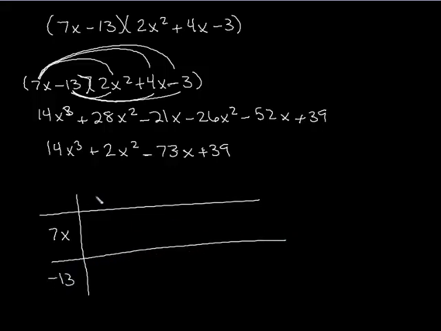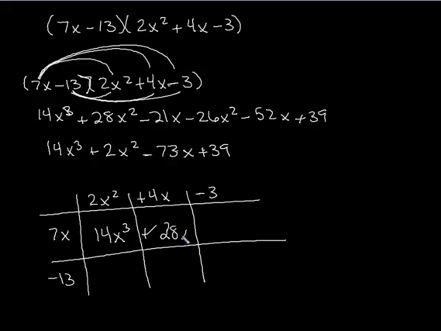Using the table, every once in a while I have technical difficulties with this pen. Okay, 7x and 2x, 7x and 4x, 7x and 3, 13 and 2x squared, 13 and 4, and then 13 and negative 3.